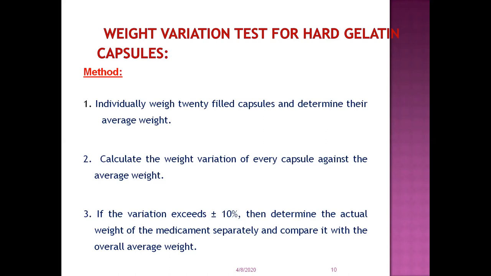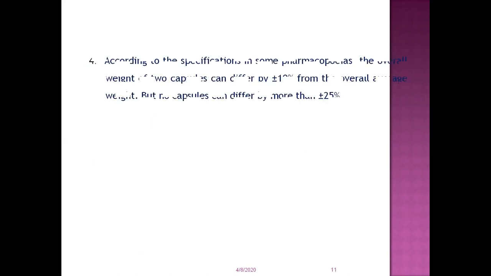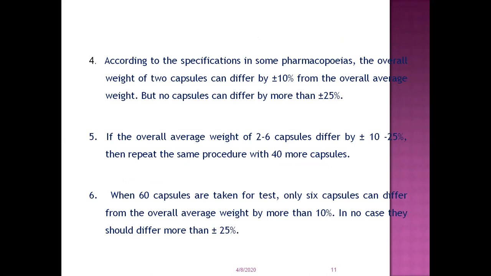You have to weigh the 20 filled capsules and take the average. Then calculate the weight variation of every capsule against the average. If the variation exceeds plus or minus 10%, then determine the actual weight of the medicament separately and compare it with the overall average. According to the specifications in some pharmacopoeias, the weights of two capsules can differ by 10% from the average weight, but no capsule can differ by more than plus or minus 25%. If the weights of six capsules differ by 10 to 25% plus or minus, repeat the same procedure with 40 more.